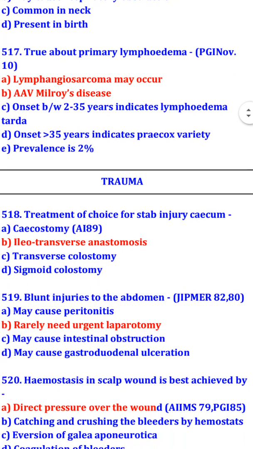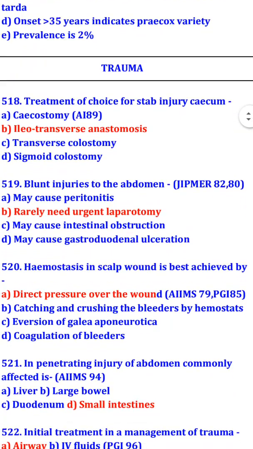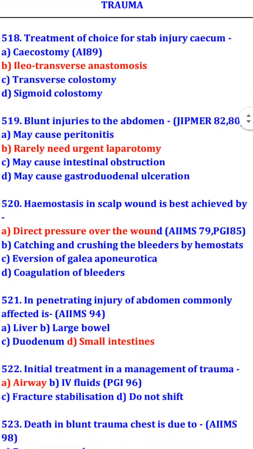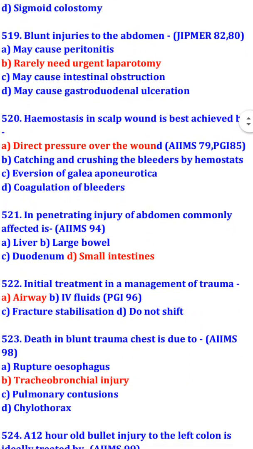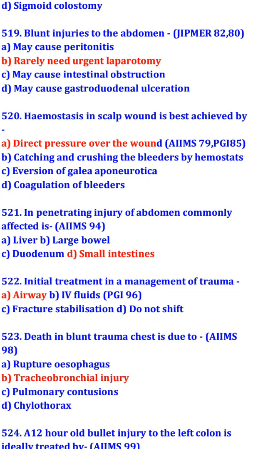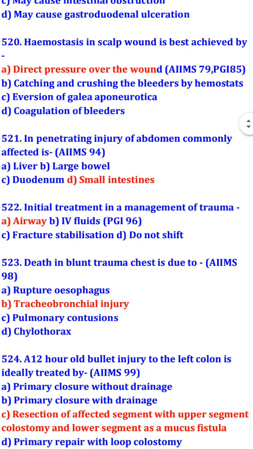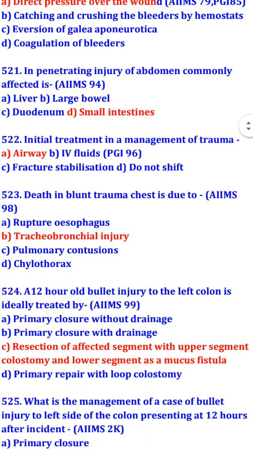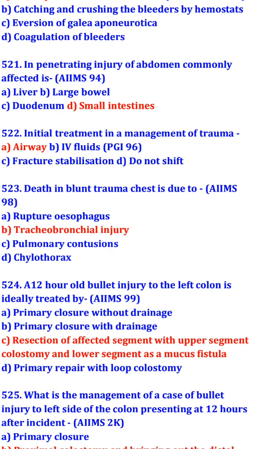Trauma. Treatment of choice for stab injury of cecum is ileotransverse anastomosis. Blunt injuries to the abdomen rarely need urgent laparotomy. Hemostasis in scalp would be best achieved by direct pressure over the wound. In penetrating injury of abdomen, commonly affected is small intestine. Initial treatment in a management of trauma is airway. Death in blunt trauma chest is due to tracheobronchial injury.